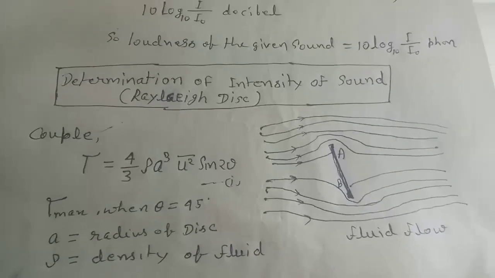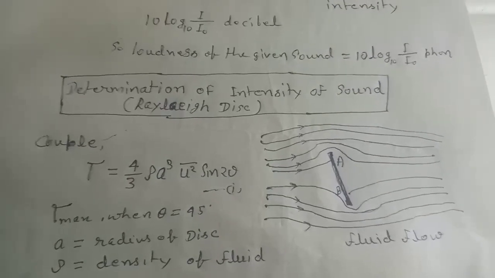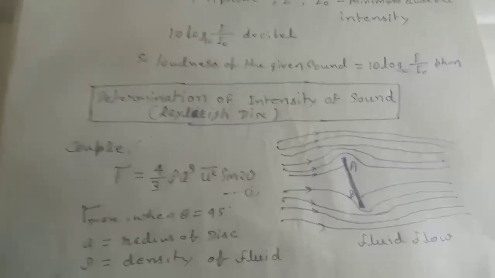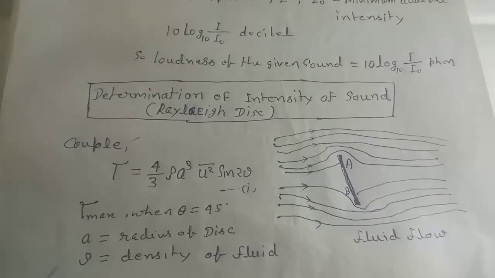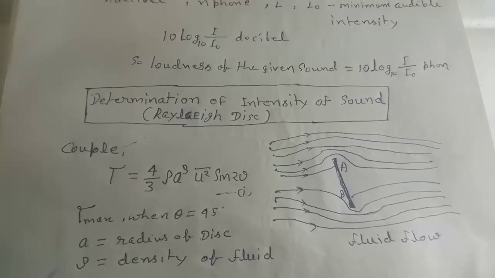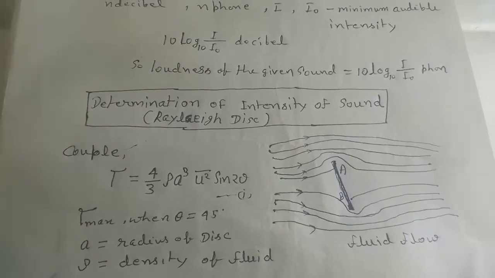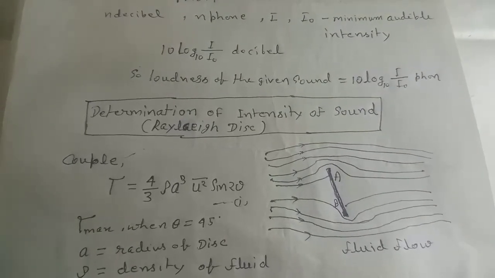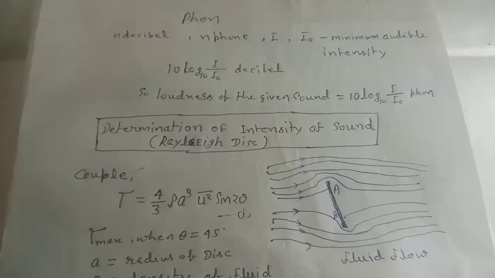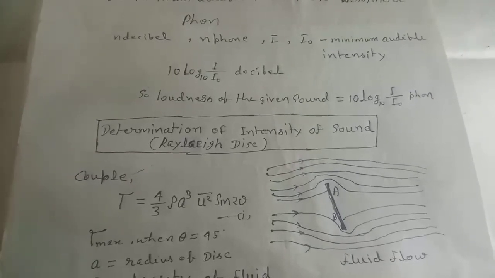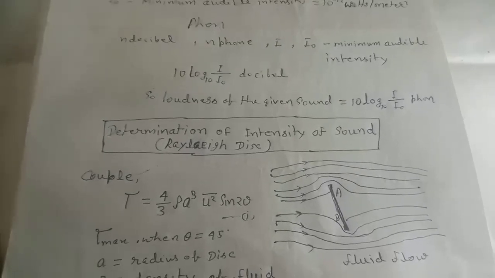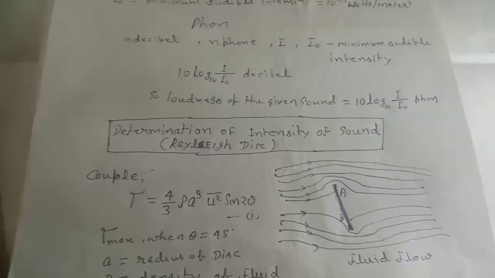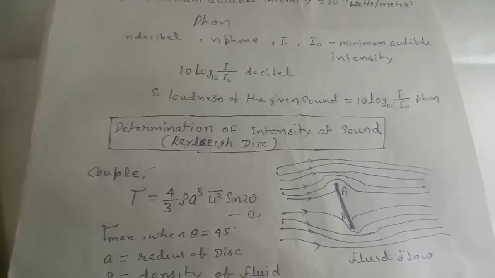Figure shows the lines of flow of the fluid passing a flat disk. The lines are most separated at points A and B, and velocity here is 0, and the pressure is maximum according to Bernoulli's theorem. Hence, a clockwise couple acts on the disk, tending to set it perpendicular to the lines of flow.